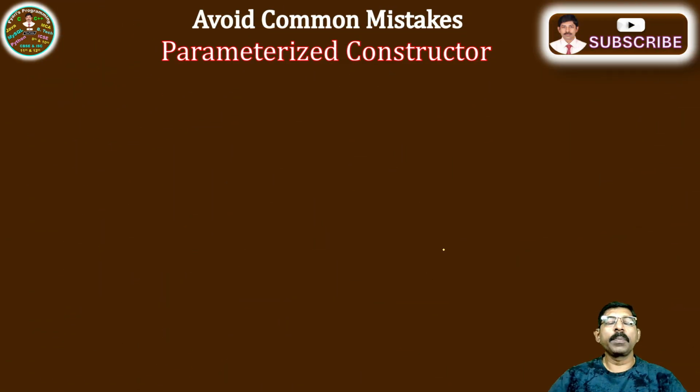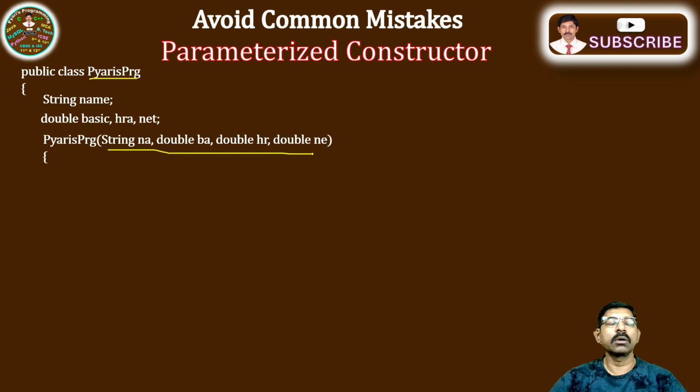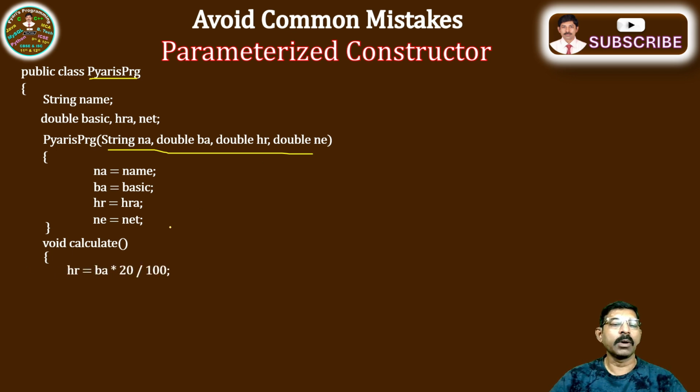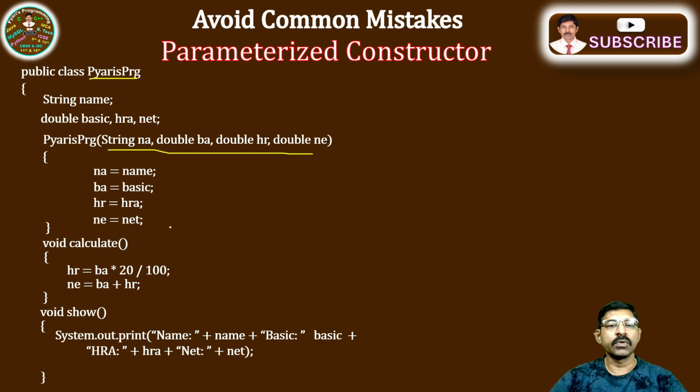Now it's time to discuss the parameterized constructor. Again, I am assuming the class name is PRG this time. Thereafter, the instance variables are name, basic salary, HRA, and net salary. Thereafter, the parameterized constructor, it is taking parameters over here. Very good. Initializing the instance variables with parameter data. Yes, very good. Next, I am using the calculate method where I am calculating the HRA and net. Very good. Then the display function inside which I am displaying the instance variables.